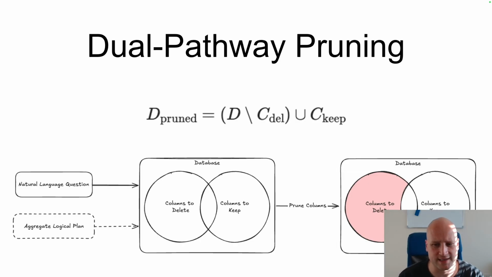Then on the right hand side, after we prune the columns, what we are left with is everything that either isn't in the deletion set or is in the preservation set. And that's how we use dual pathway pruning to reduce the size of our database before tasking our LLM with creating SQL from a natural language question.